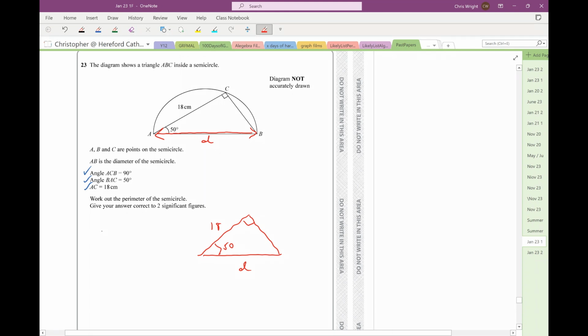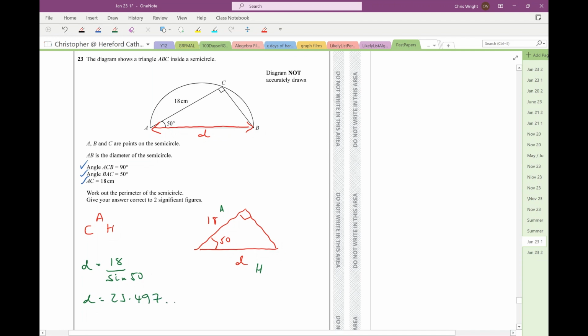Okay, we're going to use sine, because we're trying to find the hypotenuse, and we know the opposite. So the hypotenuse is going to be D, the diameter there, is going to be the 18 divided by sine 50. Right, 18 divided by sine 50 equals 23.497. So D is 23.497, and so on. Okay.